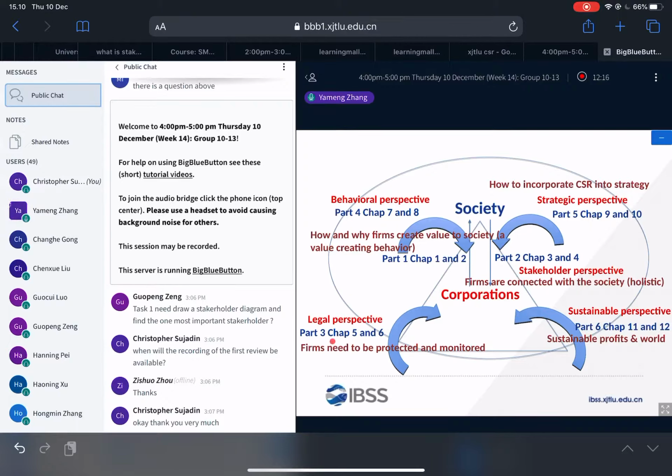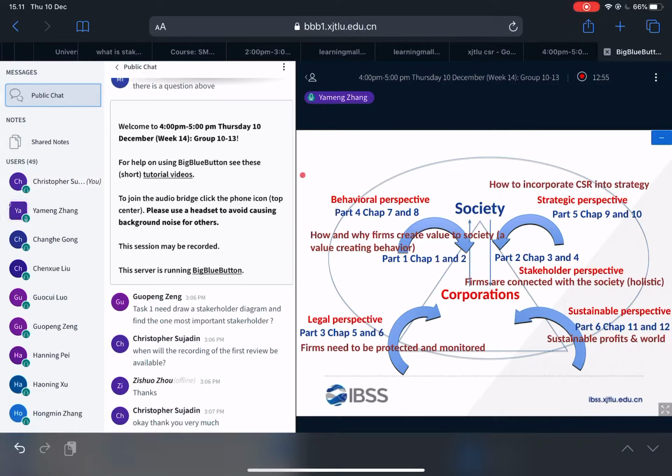In the legal perspective, they talk about why shareholders should be the most important stakeholders, because compared with other types of stakeholders, shareholders are the people who actually invest money in the company. So from the legal perspective, the shareholders should be the primary stakeholders for the firm, and the firm should first of all protect the rights and the wealth of the shareholders. Okay, this is a link between these 2 parts.